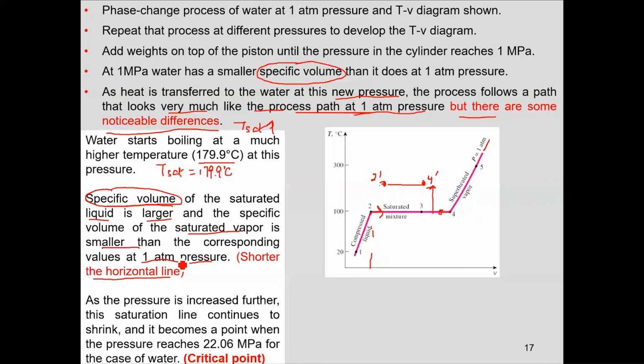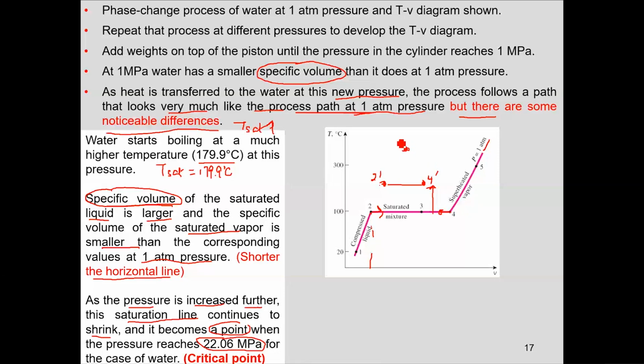Yes, sir. All right. This means that as the pressure is increased further, the saturation line continues to shrink until it becomes a point when the pressure reaches 22.606 megapascals. So as you continue increasing the pressure, these 2 points would coincide at a single point.